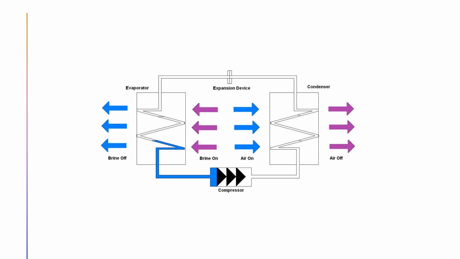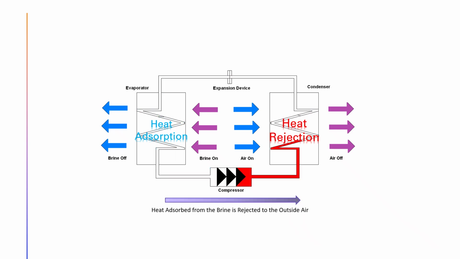So here we go on to the complete cycle. As you can see, the refrigerant is happily going around the system because the compressor is driving it. We have the heat absorption within the evaporator and the heat rejection in the condenser. So in other words, the heat absorbed from the brine is rejected to the outside air.